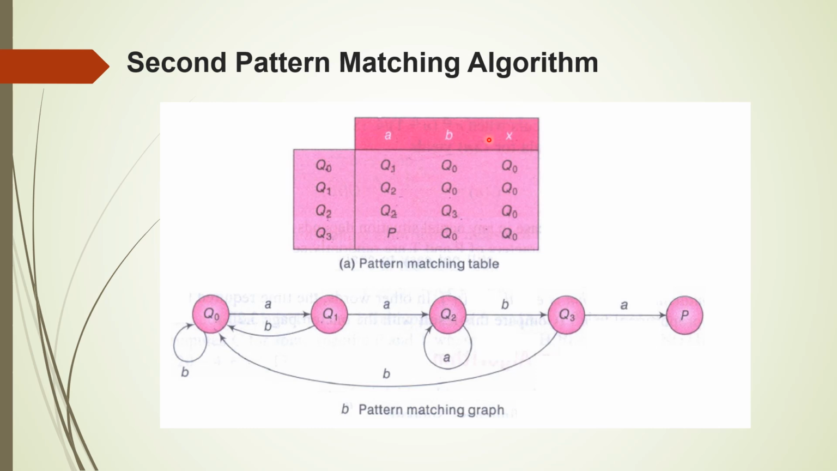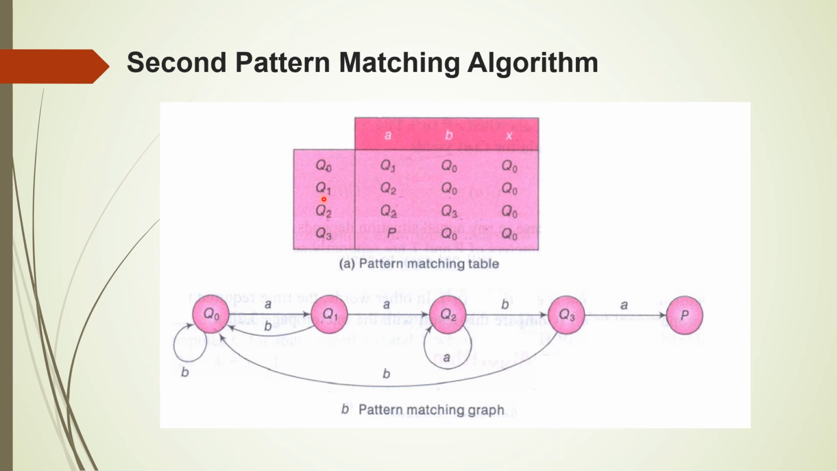Here X means other than A and B. So from the state Q0, if I get A, I will go to the state Q1. From the state Q0, if I get B, I will be in the state Q0 only. From the state Q0, if I get X, you will be in Q0 only. So if you get A, go to Q1. If you get B, stay in state Q0. Even if you get any other character, you should be in the state Q0 only.